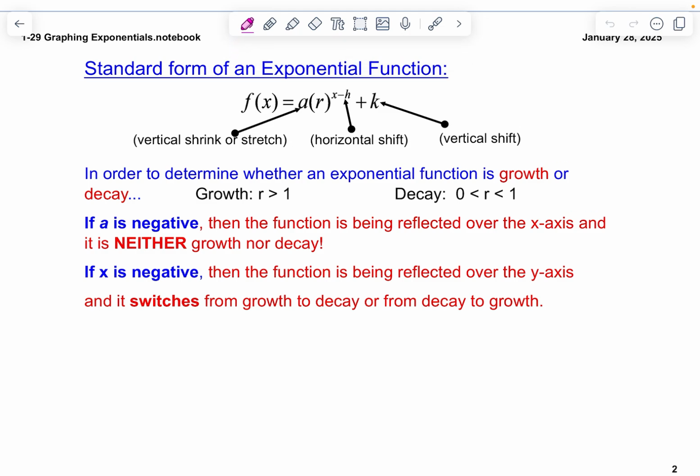For example, if you had f of x equals 3 to the negative x. Remember, when you have a negative in the exponent, that changes the base to a fraction. So this would technically be 1 over 3 to the x, which now is going from what you would think is growth to decay.